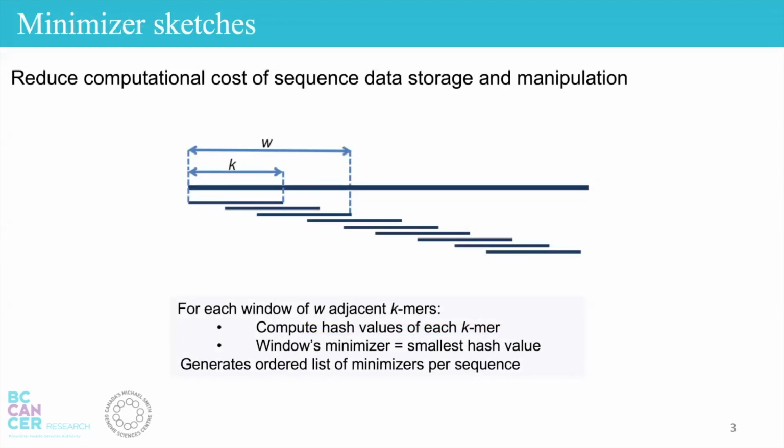Before describing these new features in a bit more detail, I just wanted to give a brief background about minimizer sketches, since minimizer sketches are quite important to ntLink in general, as well as some of these new features. So in generating minimizer sketches, for each window of W adjacent k-mers, we compute hash values of each k-mer, and the window will be assigned to the smallest hash value. Repeating this over the sequence then generates an ordered list of minimizers per sequence, and that can be used in ntLink's case to map sequences to each other.